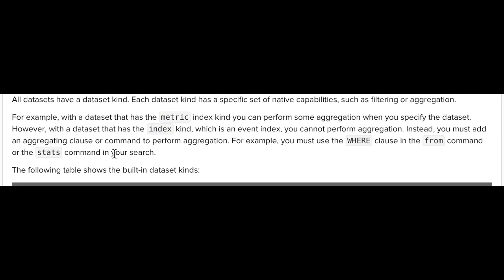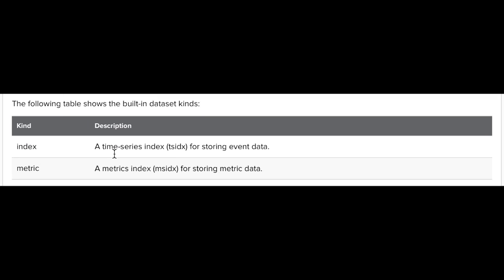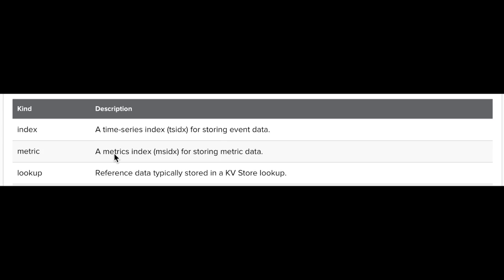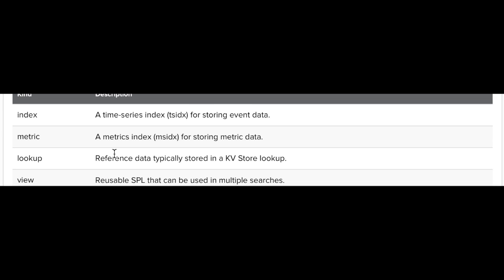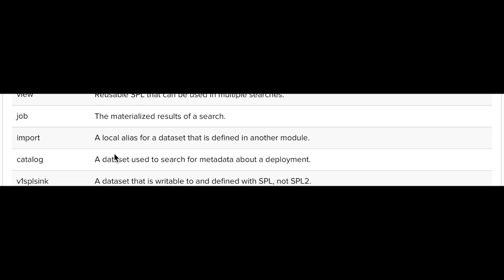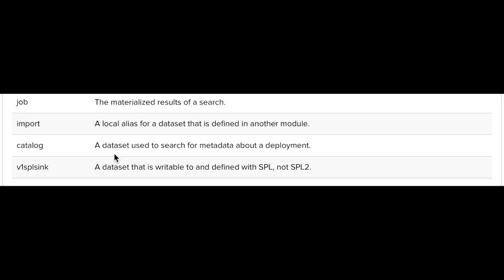The kind of dataset is nothing but a classification. There are multiple types of datasets: index, metrics, lookup, view, job, import, catalog, and VTSPI, SPL sync, V1 SPL sync. So these are the kinds of datasets. This is the high level about the dataset.